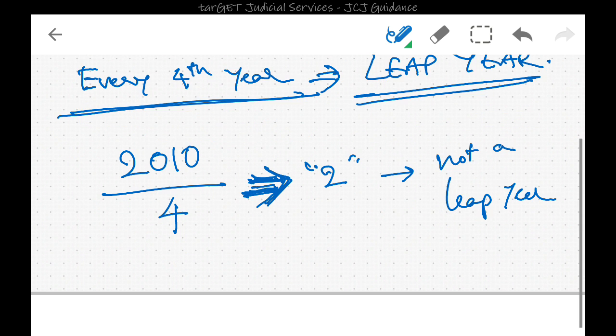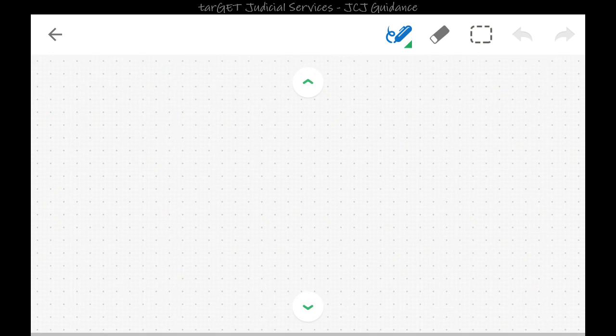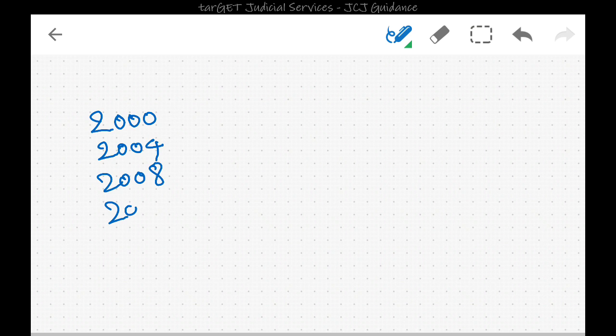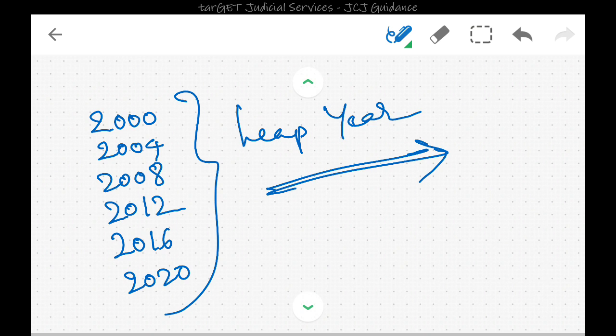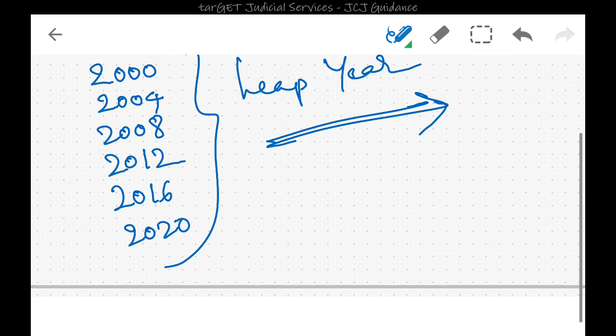So what will be the leap years in this millennium? 2000, 2004, 2008, 2012 and next 2016 and 2020. These are the leap years, because a leap year falls every 4th year, and whichever year is divisible by 4 without a remainder, which is exactly divisible by 4, is a leap year. This is the concept of leap years.